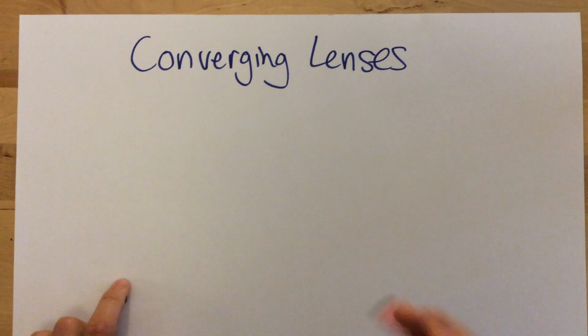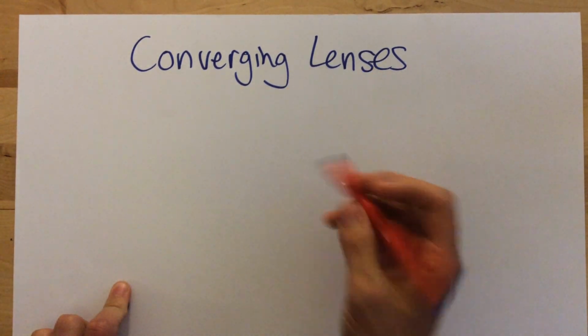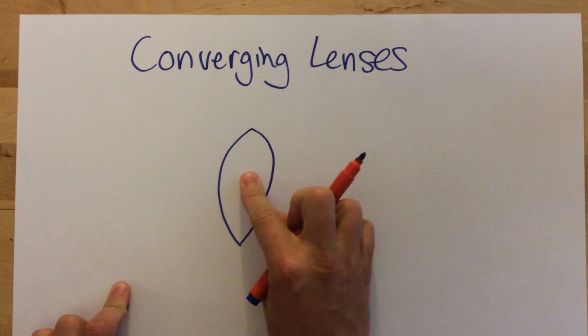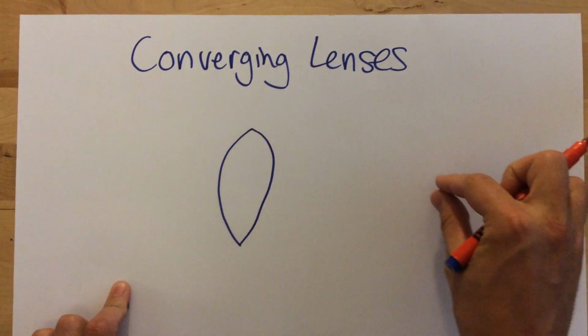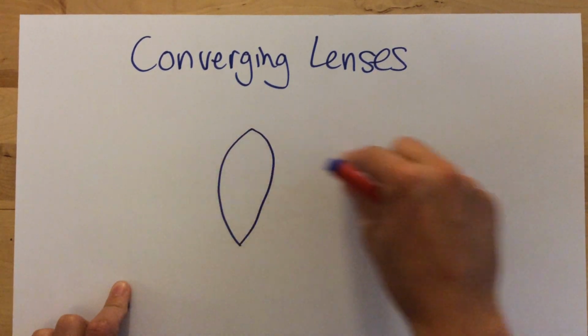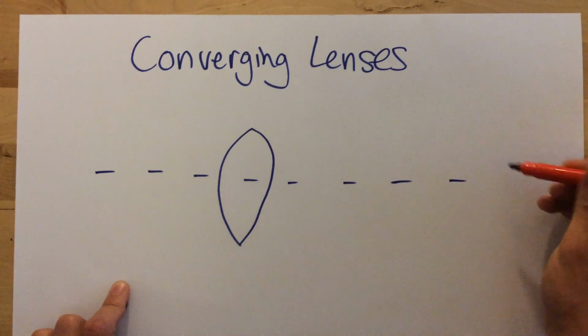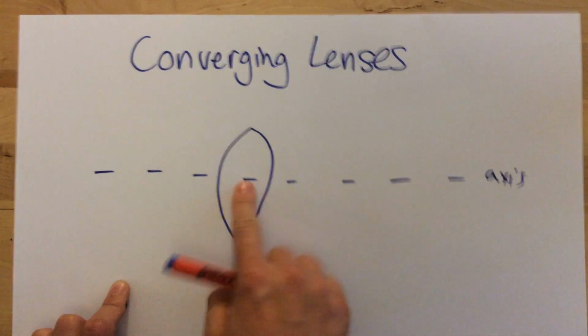Okay, I'm going to talk to you today about converging lenses. So, a converging lens is a lens which converges light. What converge means is bring together, okay? So, every lens has something called an axis, this imaginary line that runs through the middle.